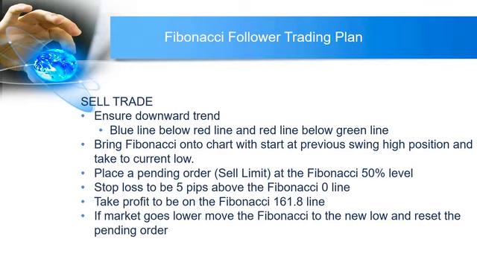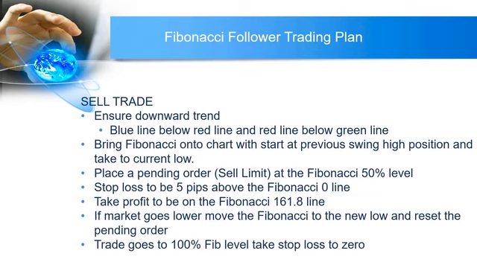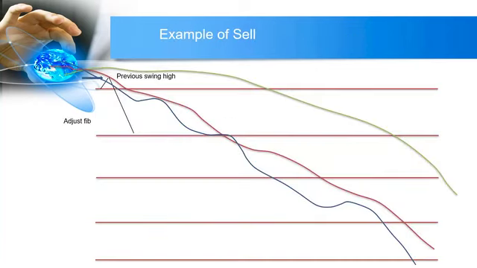If the market goes lower, you then just move the Fibonacci to the new low as the market is moving, and you reset where the pending order is, because obviously if you move the Fibonacci, then the 50% level is going to change. If the trade goes to the 100% Fibonacci level, you take your stop loss to 0. Let's have a look at an example of a sell.